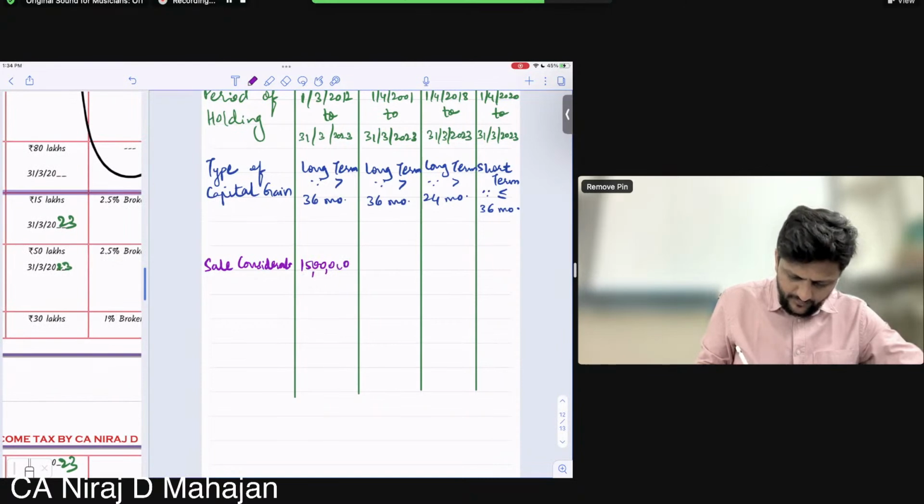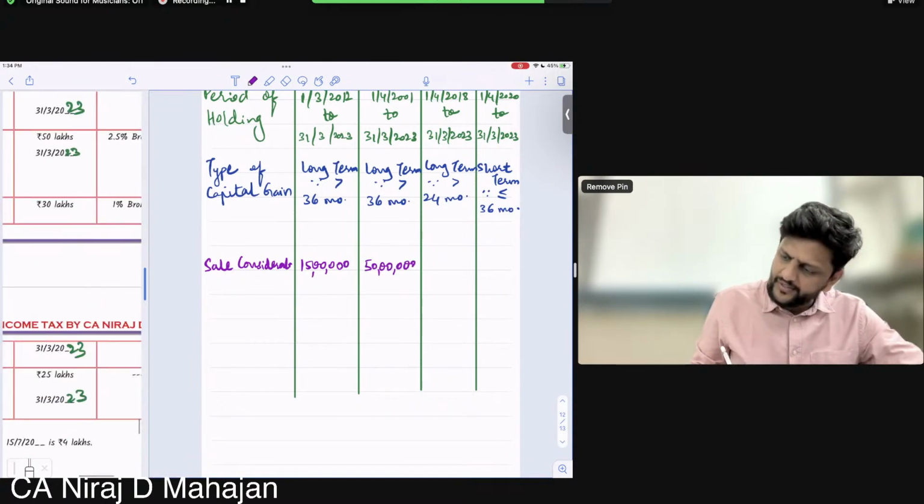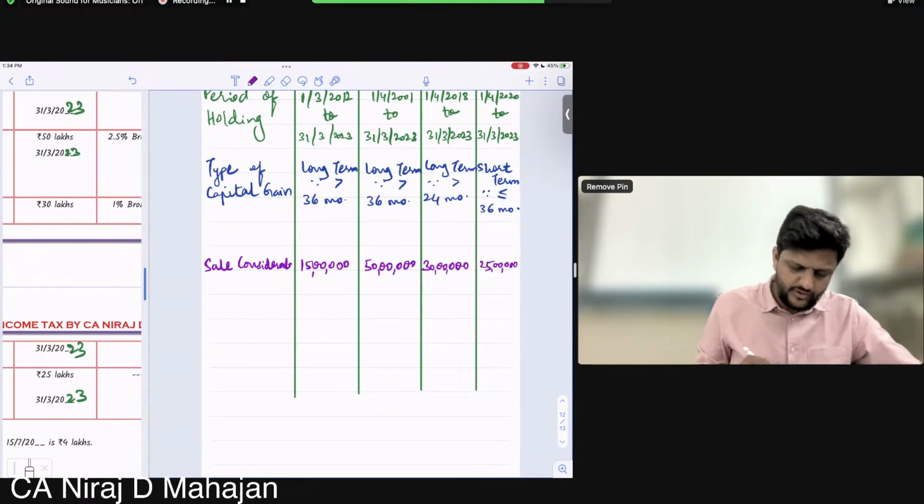Then 50 lakhs, then 30 lakhs, and lastly 25 lakhs, right?